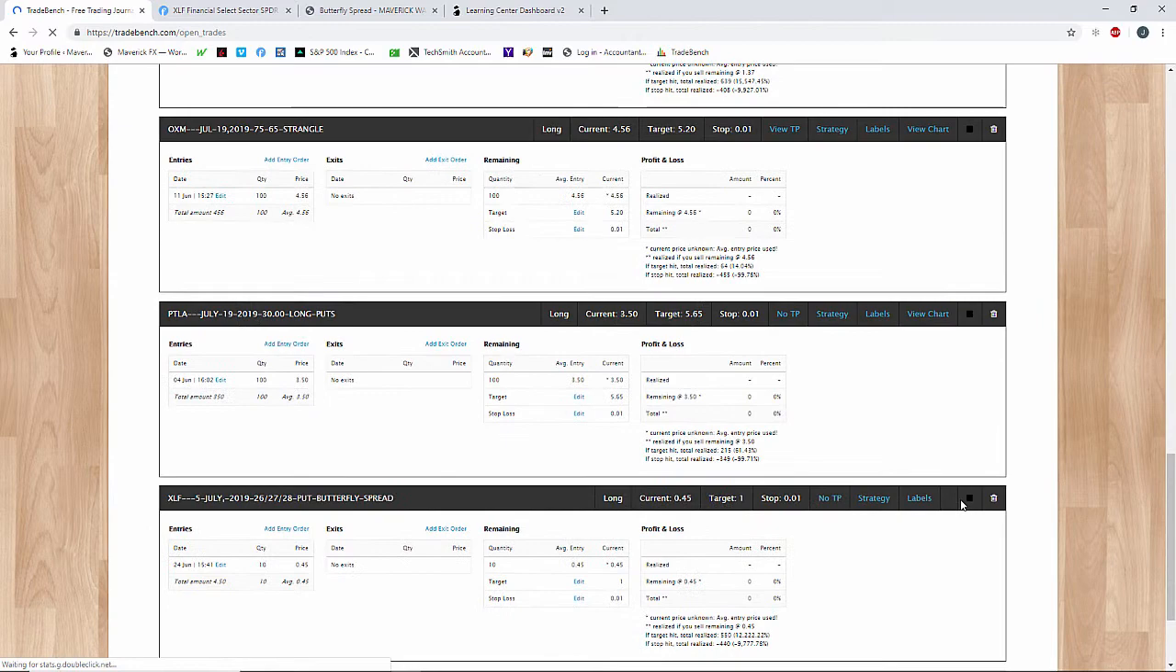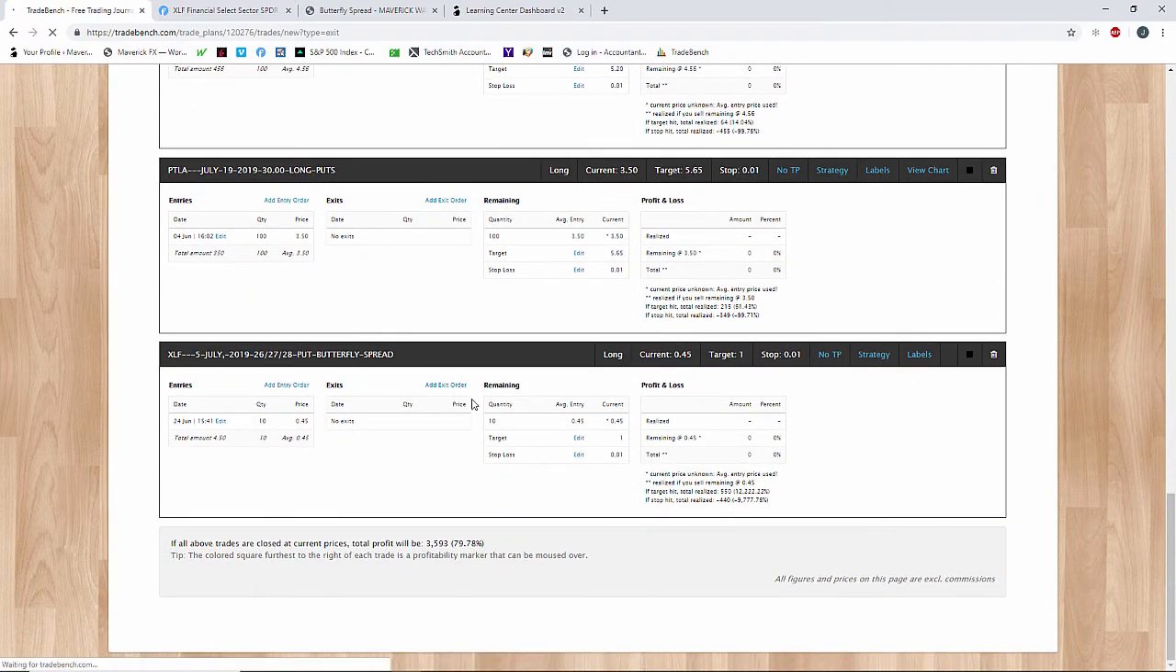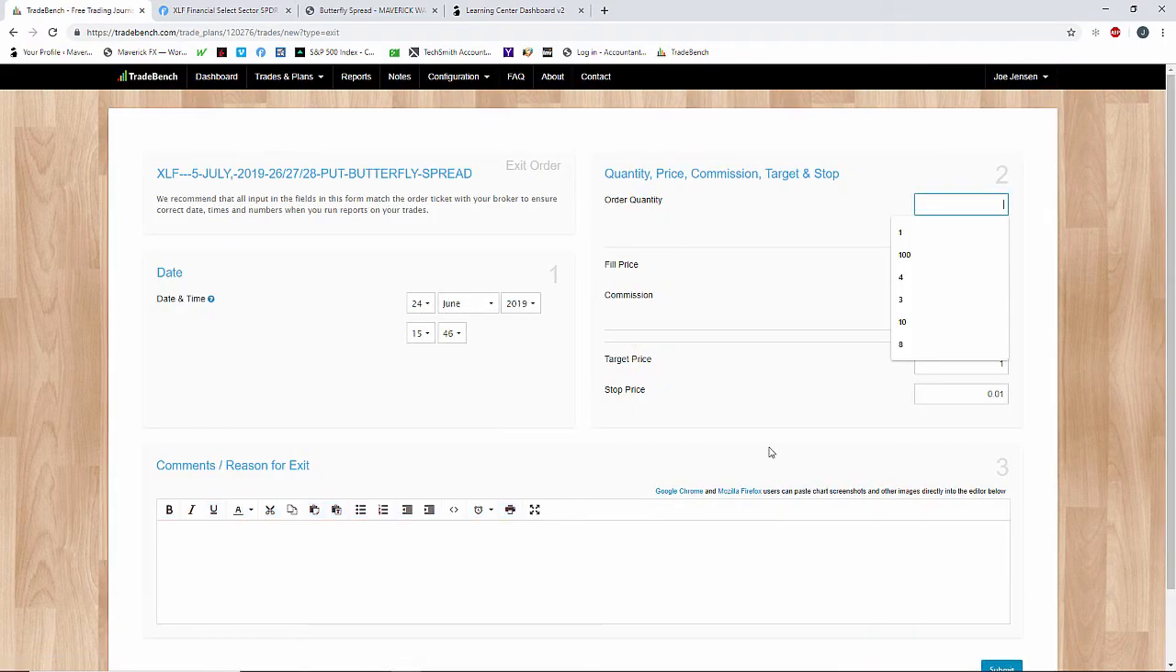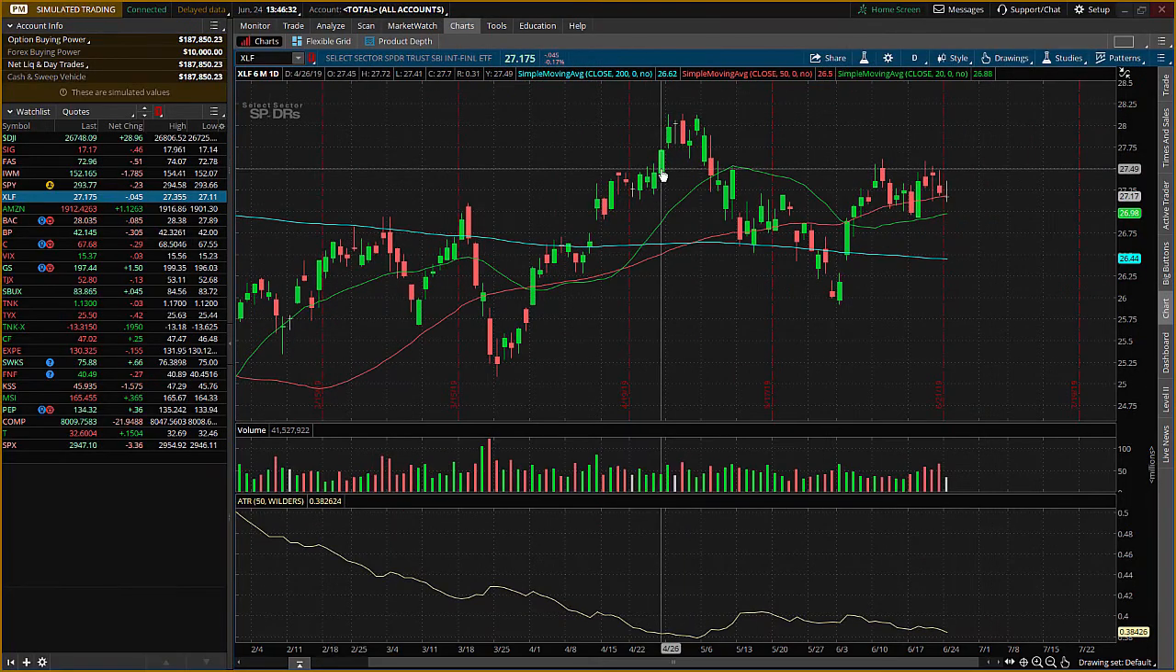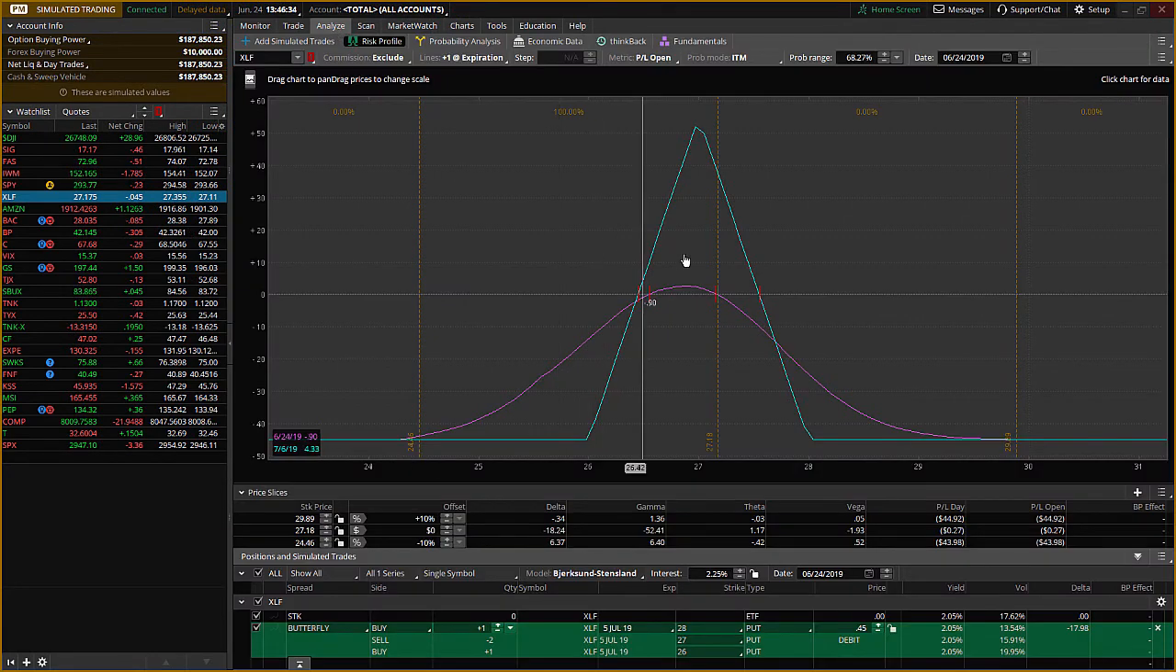If I can go ahead and find it, there it is, XLF. I'm going to go add exit order. All right, let's take it off, and you know what? Let me give you a little bit more of a visual, just in case I'm losing some of you, which I shouldn't. You guys are probably experts at this.